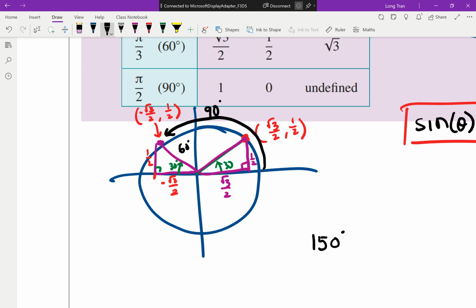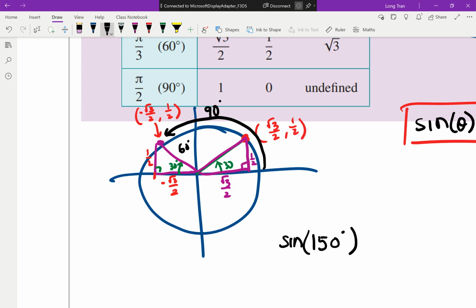150 degrees. So if I ask you what is the sine, which means find the y value at 150 degrees, I'm no longer in this first quadrant. I'm now in the second quadrant based on what I moved, but I know the height has to be half.